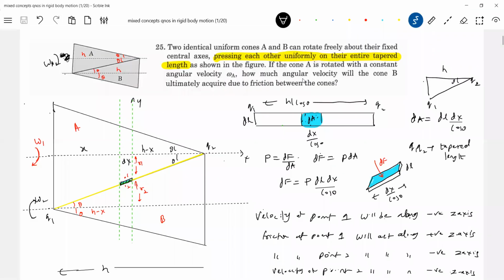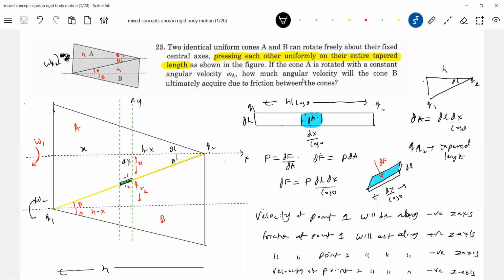Okay, I think there's one part. Tell me what will happen gradually when cone B also starts rotating. Look at the question: how much angular velocity will cone B ultimately acquire due to friction between them? What do you mean ultimately? After a long time. Finally, what will happen? Both the cones will rotate with a constant angular velocity. That particular angular velocity is being asked. What is the angular velocity of cone B?